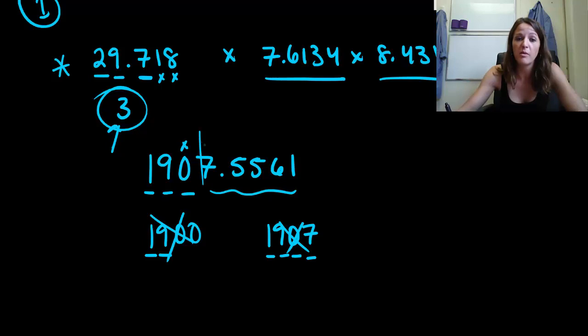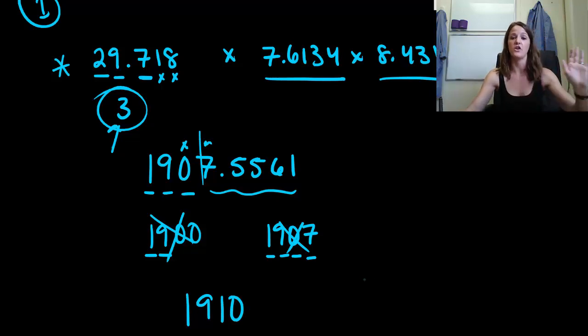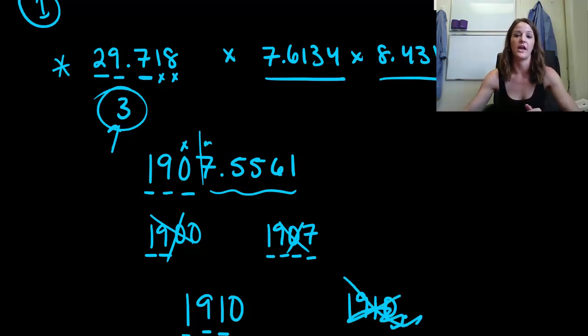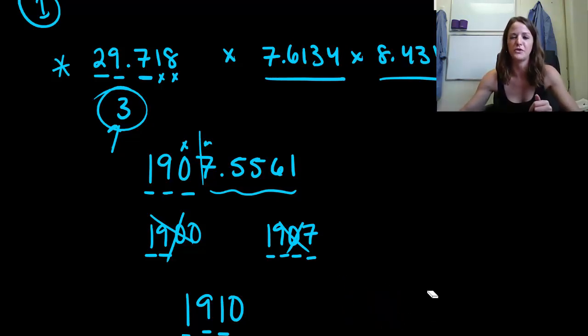This 0 needs to be bumped up because this 7 is high enough. So our final answer ends up being 1910, just like that. No decimal after the 0, just like that. So we have 1, 2, 3 significant figures. Remember, if you did this and you added that zero, that decimal, that zero then becomes significant. So make sure you do not do that, okay? I don't even want you to look at that. Erase, erase, erase. You can't even look at it.